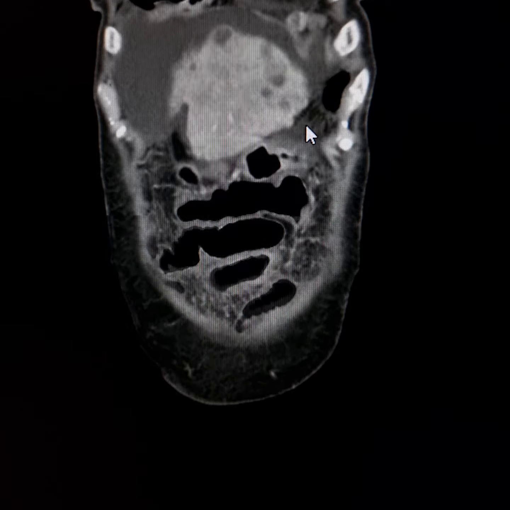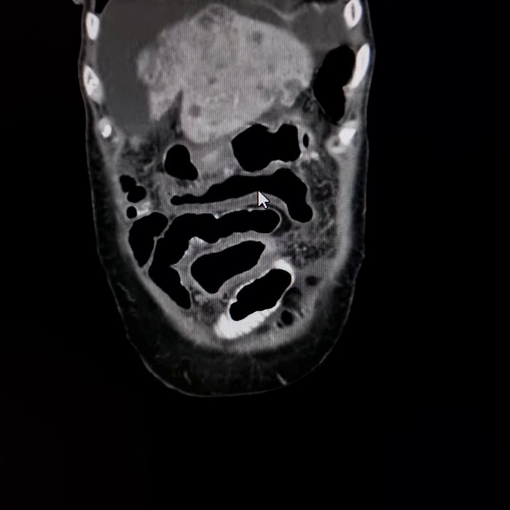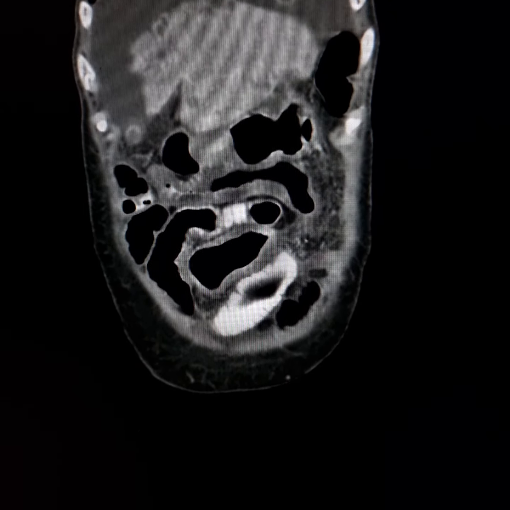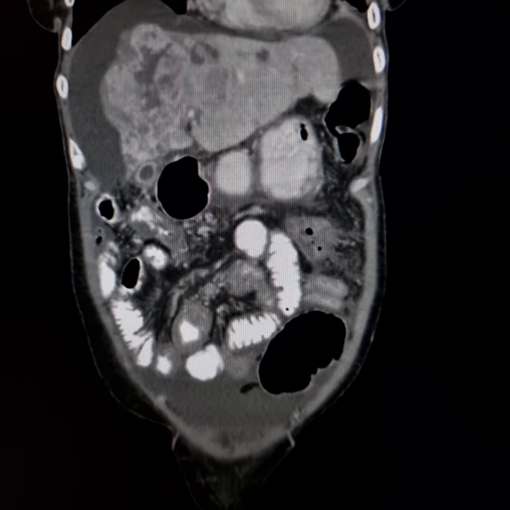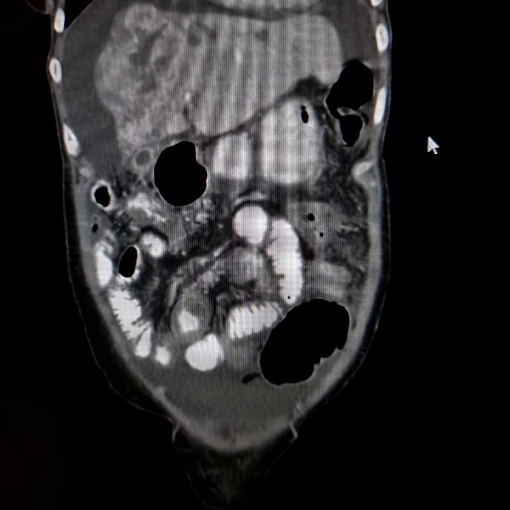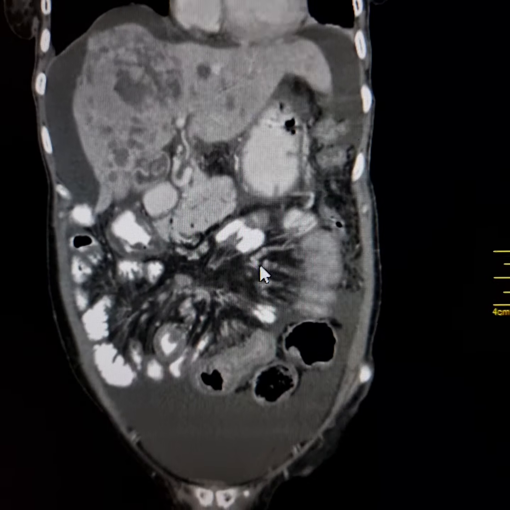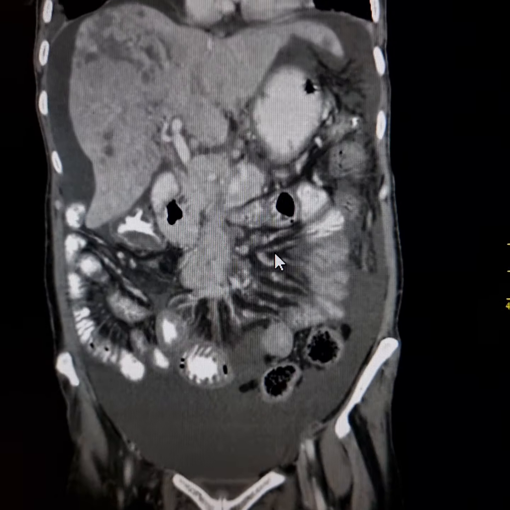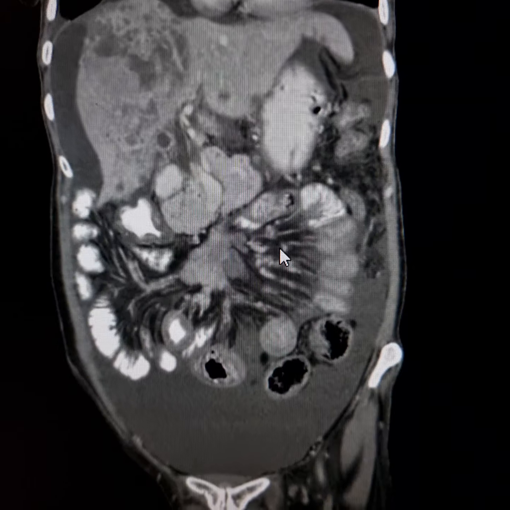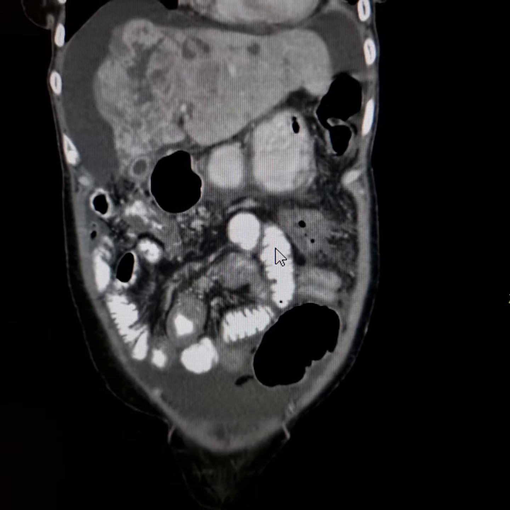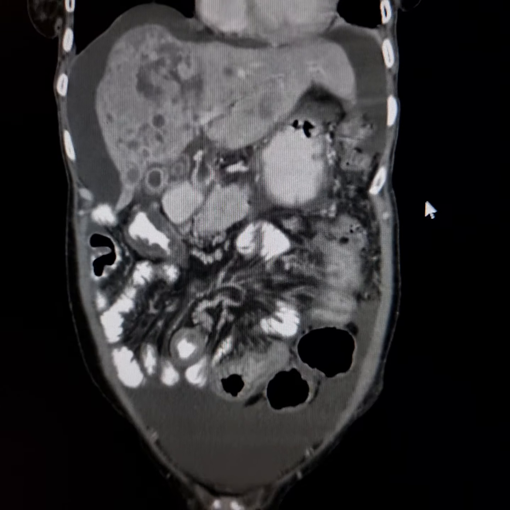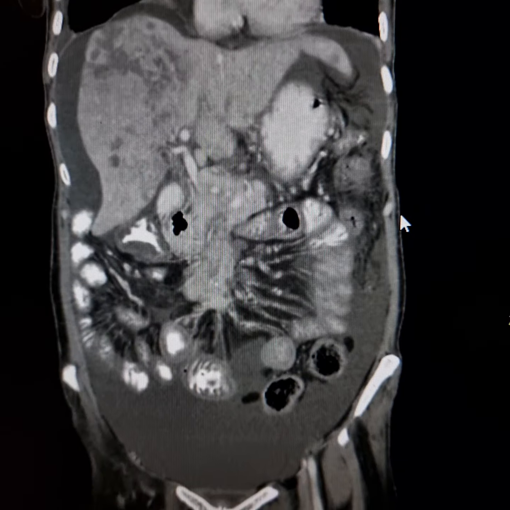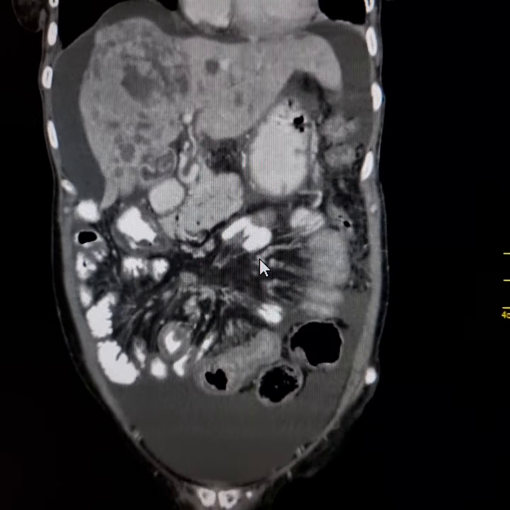This is the coronal scan. Please see these dilated small gut segments. Although there is dilatation of the gut, there is no obstruction. This is the advantage of the orally administered contrast medium: it excludes, number one, intestinal obstruction, and number two, any perforation. If there was any perforation of the intestine, the contrast medium would have leaked out of the lumen of the intestine.